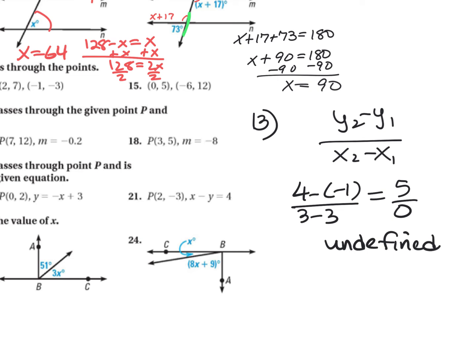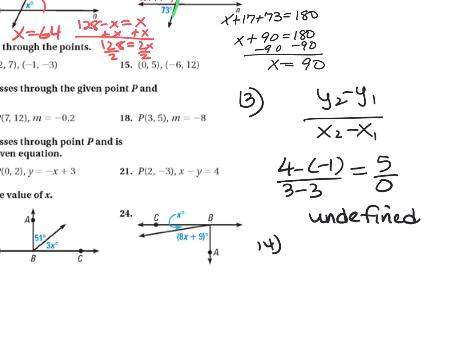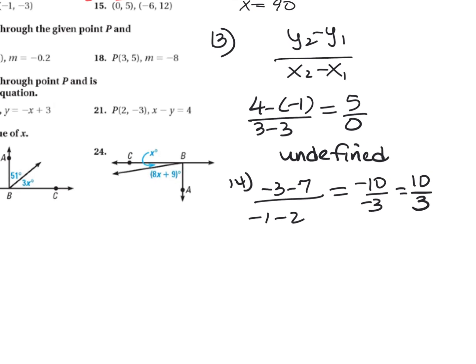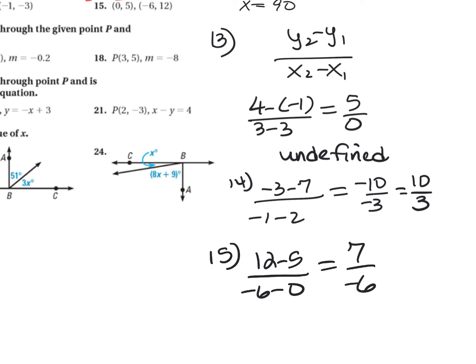And then number 14. Here we're going to, again, use the same formula. So I'm doing negative 3 minus 7 over negative 1 minus 2, negative 10 over negative 3. A negative divided by a negative turns this to be positive 10 over 3. And then 15, 12 minus 5 over negative 6 minus 0, 7 over negative 6. You could leave it that way. If you'd rather pull the negative in front, that is acceptable as well.